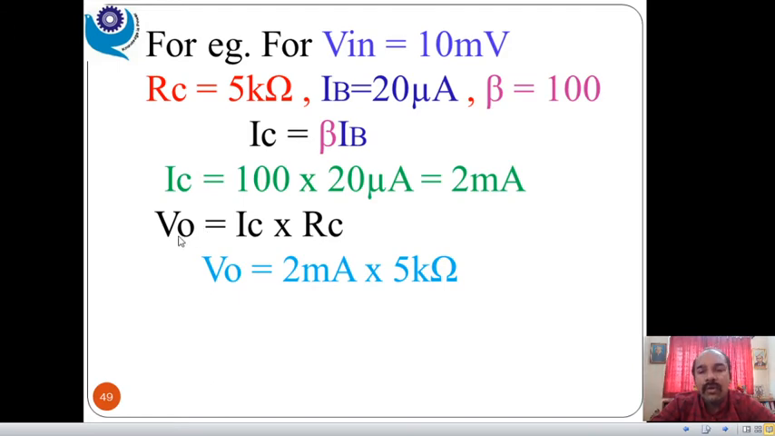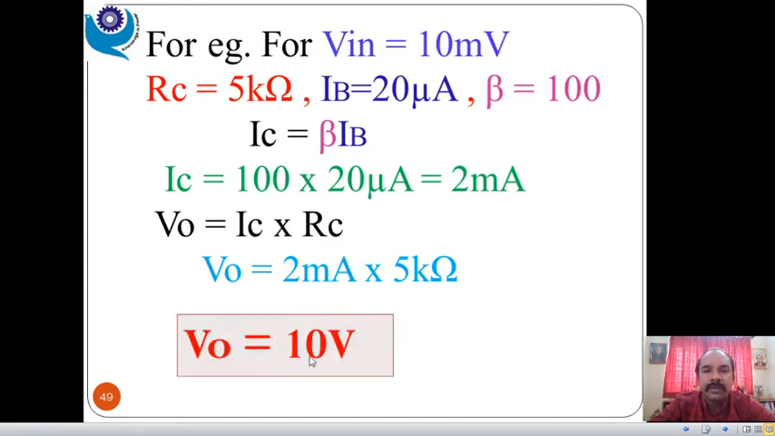The output voltage equation is VO equal to IC into RC. So VO is 2 milliamperes multiplied by 5 kilo ohms, and the final output voltage we get is 10 volt. That means the input is 10 millivolt and the output is amplified to 10 volt. A very drastic change. In this way the simple transistor amplifier amplifies the weak signal from 10 millivolt to 10 volt, based on the design.